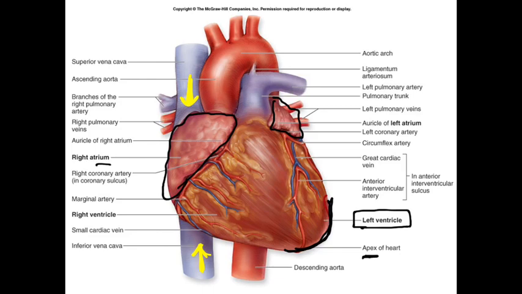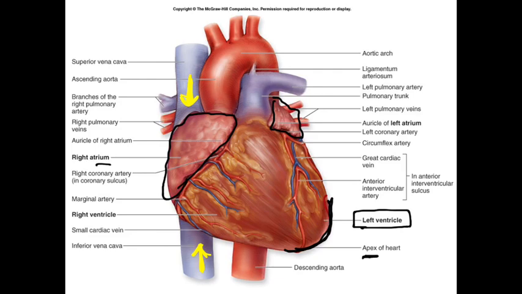The inferior vena cava is bringing blood up from really all points below the heart. Think legs and abdominal region. The superior vena cava is returning blood to the heart from everything above the heart. Think the brain and the head, the neck region, and the arms.